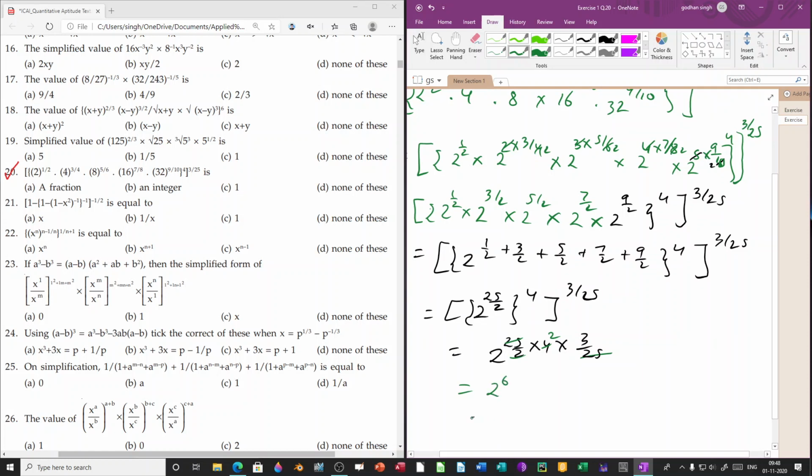2 will multiply 6 times. If you multiply 2 five times, it is 32. So 32 into 2 is 64. 2 raised to 6 is 64. So the correct answer of this is 64.